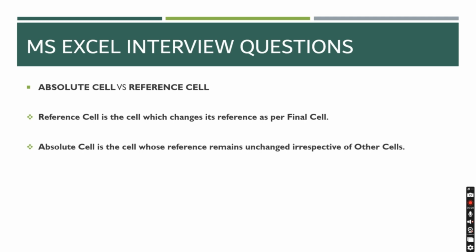On the other hand, an absolute cell is one whose reference remains unchanged irrespective of other cells. Even if we move the final cell or the total cell to any corner of the Excel sheet, the absolute cell will not change its reference. We will try to understand these two terms by an example.